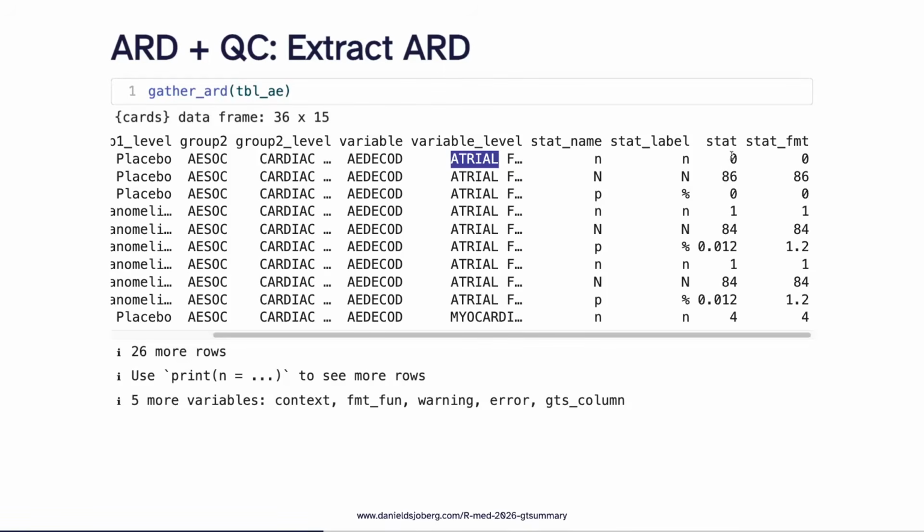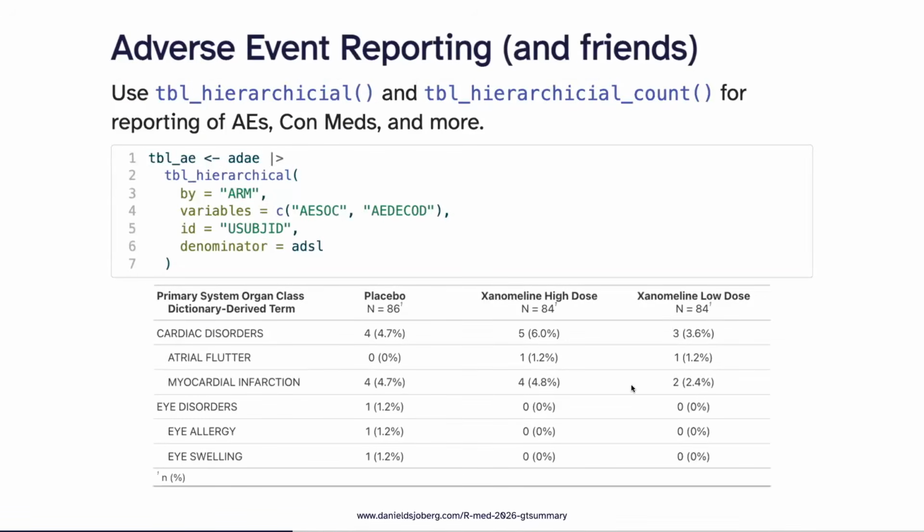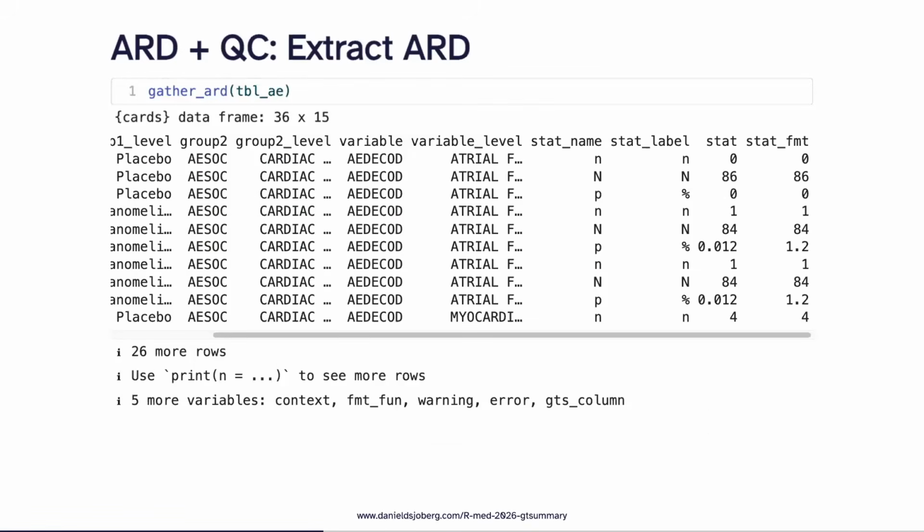So you can see here that not only do we have the raw statistic, but you have the formatted version as well. For example, the raw percentage is 0.012, but the formatted value that you see in the table is scaled by 100 to be between 0 and 100 instead of between 0 and 1, and then rounded, so that's just 1.2, right? So it has all of the results that appear in that beautiful adverse events table that we showed, all of the numbers, but in a setting where it's one row per statistic, and it's very easy to identify exactly which statistic you need.